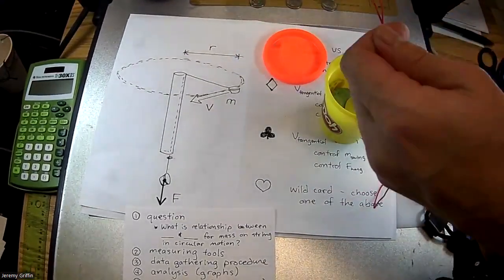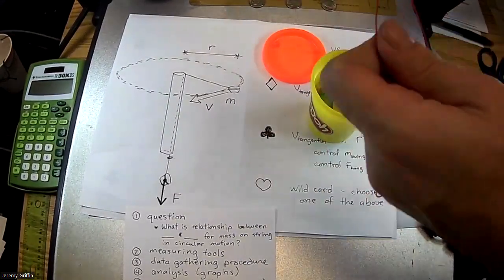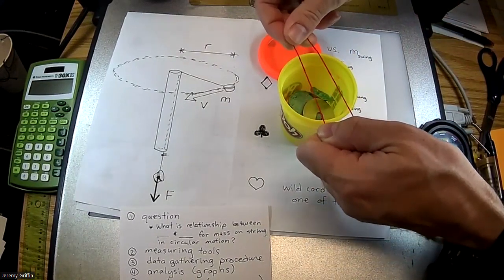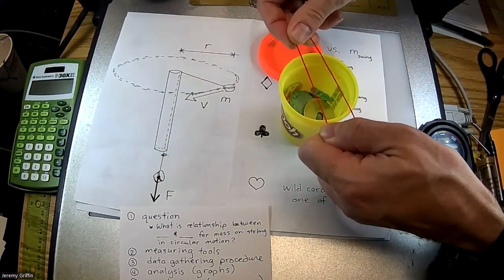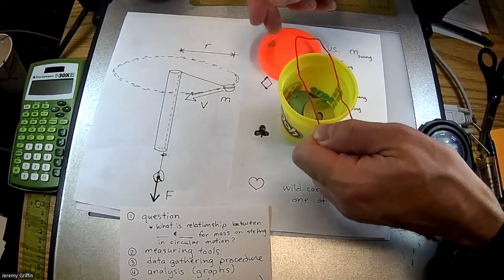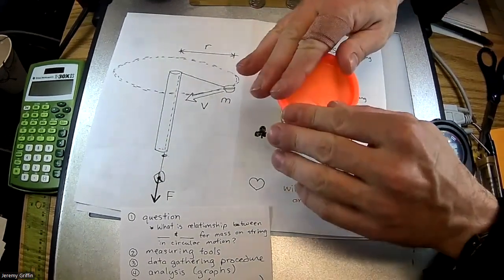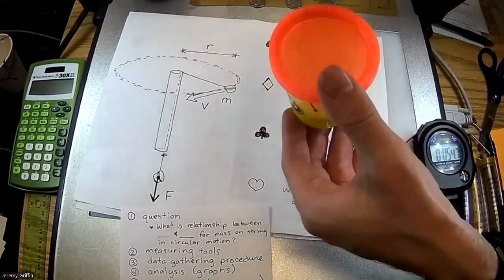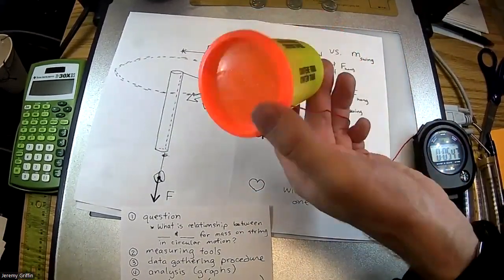What if I do something like this? Do you see 1, 2, 3, 4 locations where the string crosses the edge? So 1, 2, 3, 4 locations. Then pop that on. No way is that going to come off. And there are also some rolls of tape back there, so if you throw on some tape, that would be super secure.